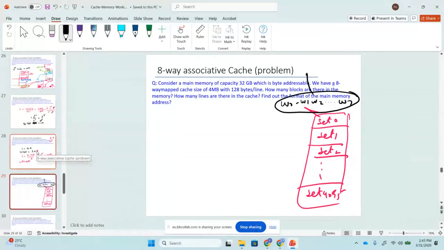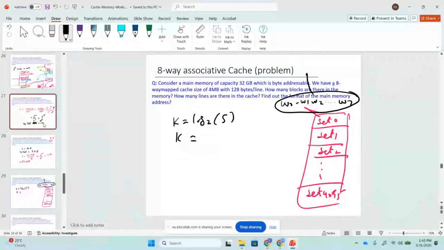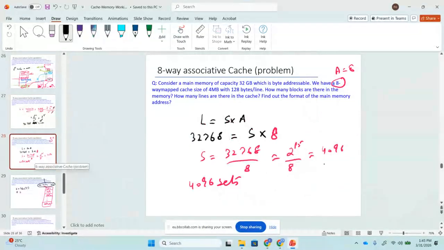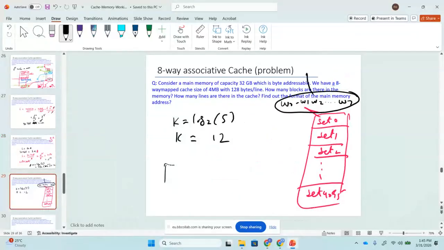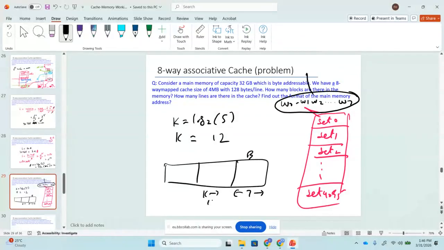Now what will be k? K is log 2 of S. S is 4096, which is 2 to the power 12, so k is log 2 of 2 to the power 12, which is 12. Please remember we found b was 7. The total is 35, so 35 minus 12 minus 7 gives the tag bits.